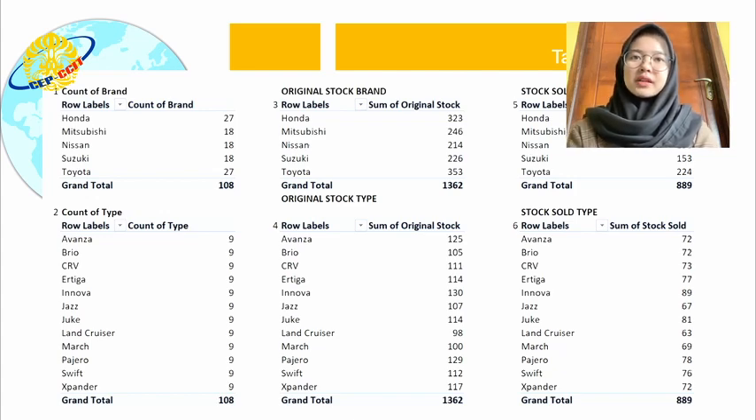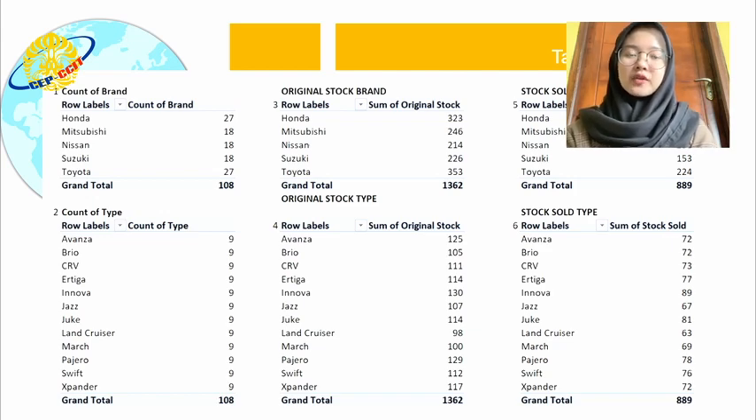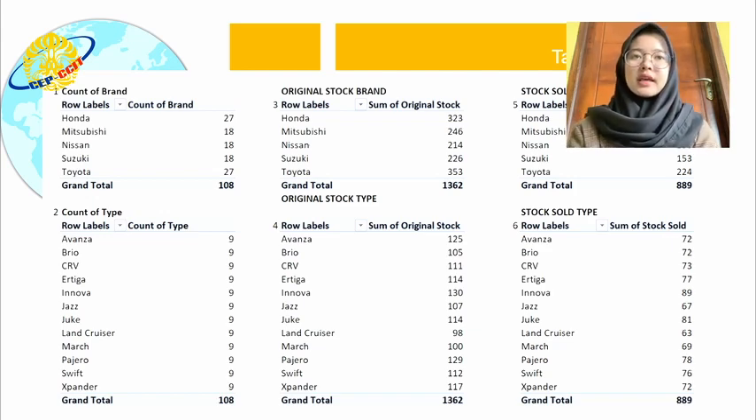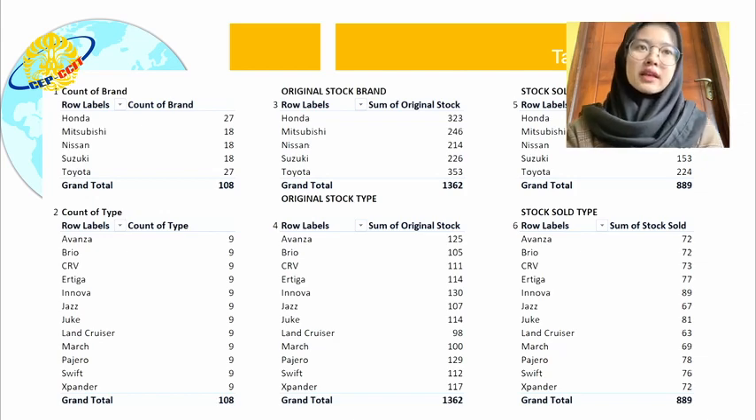And the fourth pivot table is original stock type, and we can see that the lowest sum of original stock is Land Cruiser, which is only 98, and the highest one is Innova with 130. And the fifth pivot table is stock sold brand, and we can see that the sum of stock sold is 889, and the highest sum of stock sold is Toyota with 224.